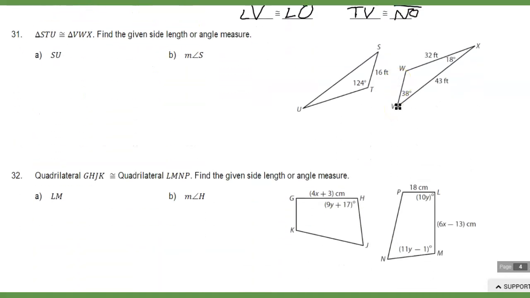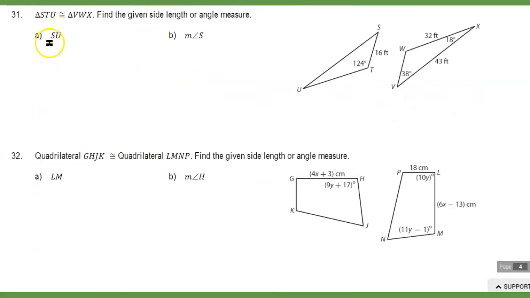And lastly, we just have a few problems here to use congruent triangles to solve. The first one is we want to find the measurement of SU. So we can find what SU is congruent to. SU is the first and the last of this triangle right here, right? So I'm going to use VX. That's what it's congruent to. SU and VX must be congruent or equal. We have SU is equal to VX, and VX is 43 feet.